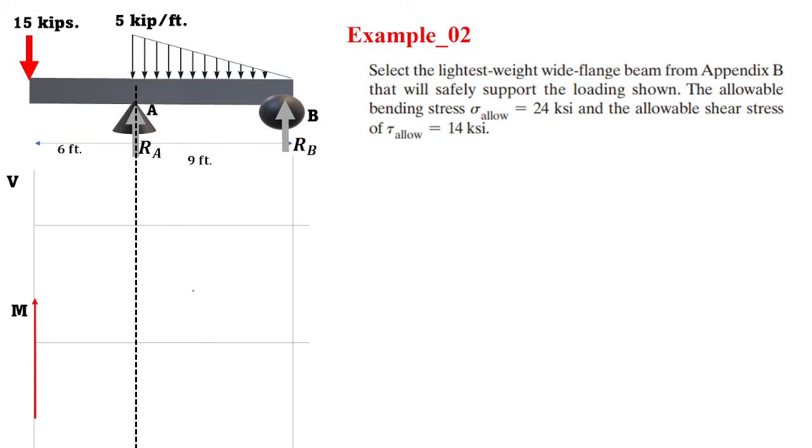So if we want to have the lightest weight wide flange beam, we know the sigma allowable is 24 ksi and tau allowable is 14 ksi. So let's start our problem.